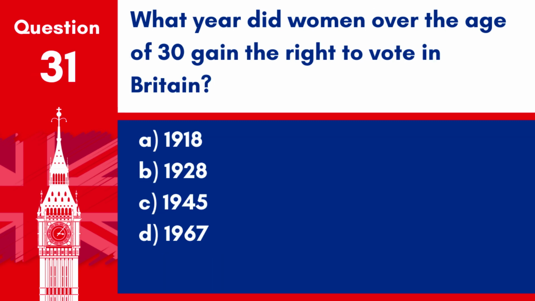Question 31. What year did women over the age of 30 gain the right to vote in Britain? A. 1918. B. 1928. C. 1945. D. 1967.